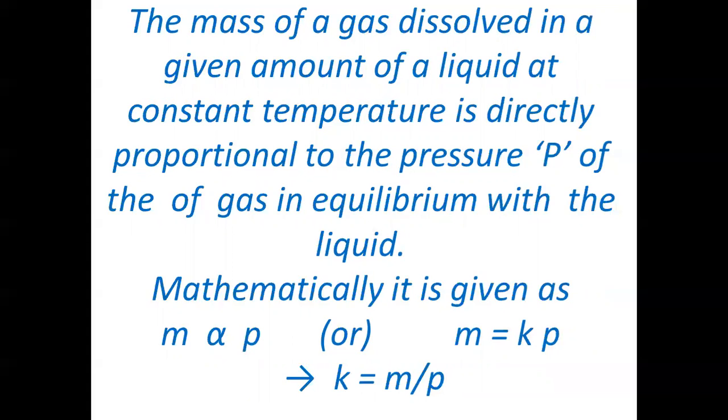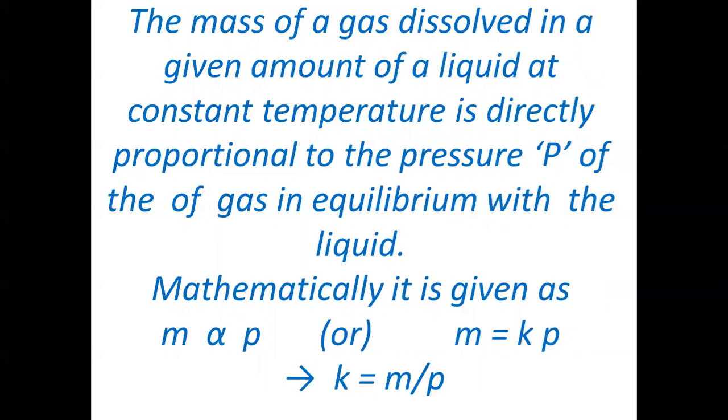So the mass of a gas dissolved in a given amount of liquid at constant temperature means we are keeping the temperature constant. Then the mass of gas dissolved in unit volume of the solvent is directly proportional to the pressure. Now the gas and liquid should be in equilibrium, meaning the gas should be above the surface of the liquid in a closed container or vessel, and the gas should be kept at high pressure.